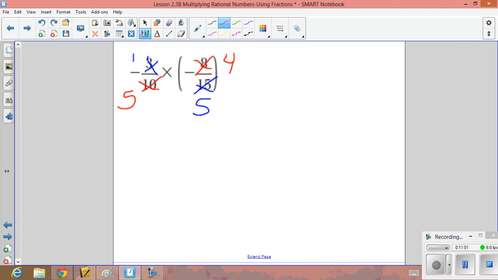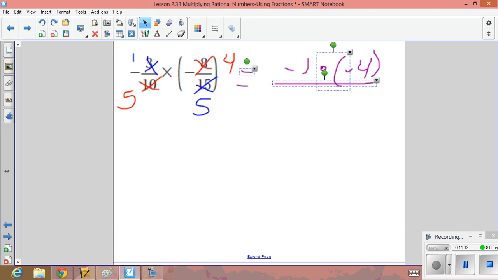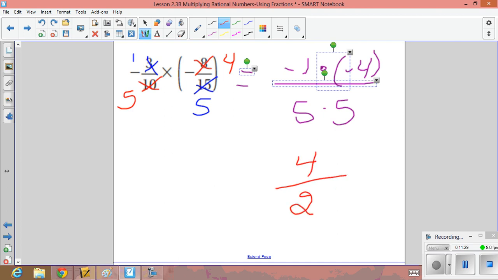So let's rewrite the problem. We get negative 1 times negative 4 as a numerator, and in my denominator I get 5 times 5. So negative 1 times negative 4 is 4, and 5 times 5 is 25. So my final answer is 4 over 25.